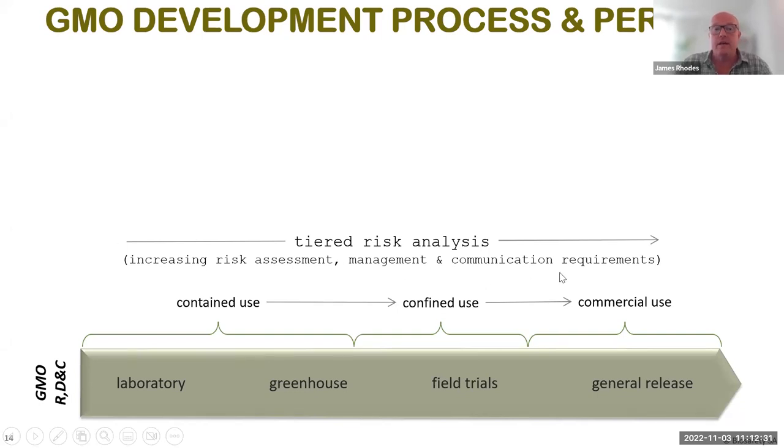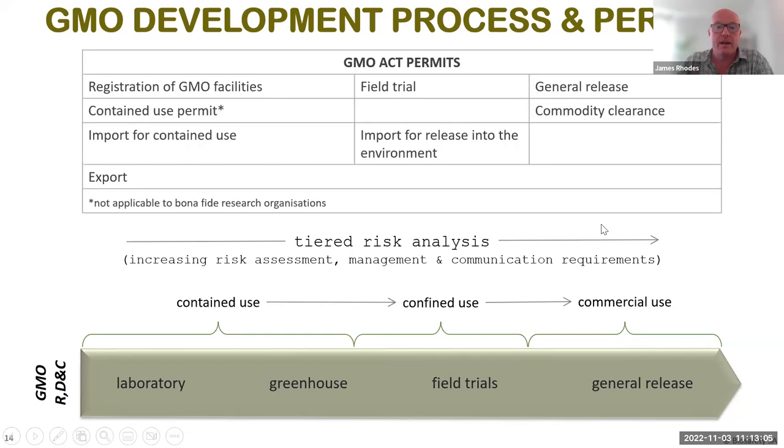During this process, more and more is learned about the trait, the crop, and the environment so that you can address your environmental concerns and your food health concerns. By the time you reach the commercial stage, you have fully characterized all your risks, and you need to make sure that your risks are acceptable. Along the way, you can manage risks and communicate requirements. There are various permit types, for registering your facility, contained use permit. The whole process is highly regulated, and it takes a long time to get to the general release stage.